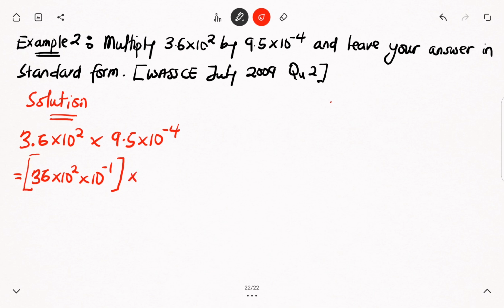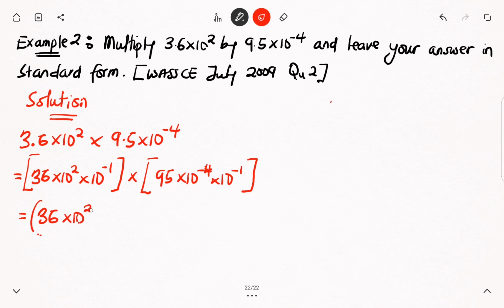Then multiplied by, I open another bracket, 95 over here because I'll move the dot once, times 10 raised to the power negative 4, the already existing one. Then times 10 raised to the power negative 1 because I moved the dot once to get the 95. So from here, I have 36 multiplied by 10 raised to the power 2 plus negative 1.